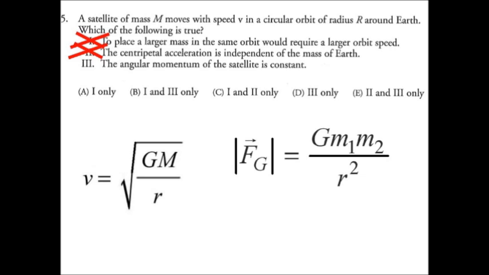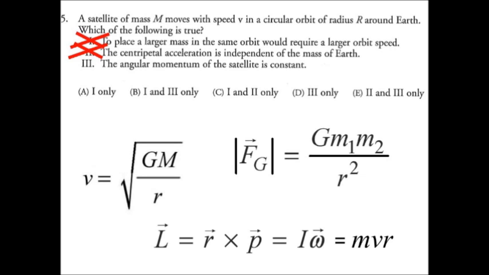Number 2, the centripetal acceleration is independent of the mass of the Earth. There's the equation. Number 2 is not true. The net force, the weight force, the force of gravity to the Earth depends on the mass of the Earth, and F equals ma, that still works. So the centripetal acceleration depends on the mass of the Earth. Force and acceleration both depend on the mass of the Earth. Not independent.